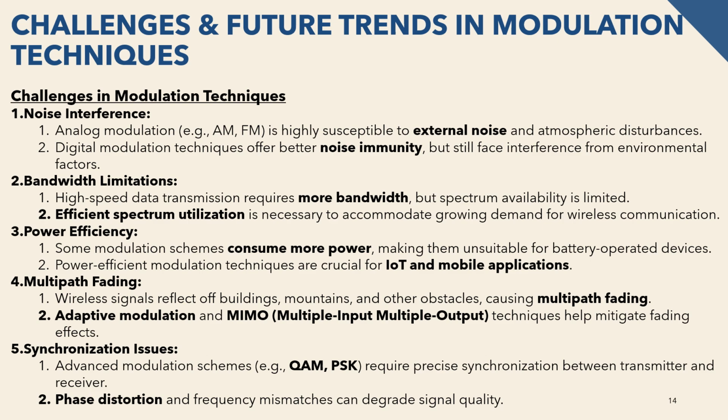Now we will see what are the challenges and future trends in modulation techniques. Modulation techniques face several challenges. Number one is noise interference. Analog signals are highly susceptible to noise and atmospheric disturbances. Number two is bandwidth limitations. Increasing data demand requires efficient spectrum utilization. Number three is power efficiency. High power usage can be an issue for mobile and IoT applications. Four is multipath fading. Wireless signals reflect off buildings, mountains, and other obstacles, causing multipath fading. Wireless signals may experience interference due to reflections. And number five is synchronization issues. Advanced modulation schemes like QAM and PSK require precise synchronization between transmitter and receiver.